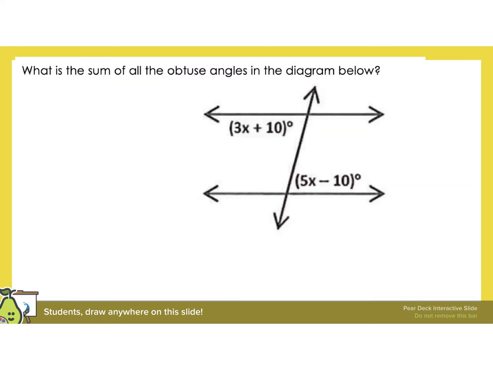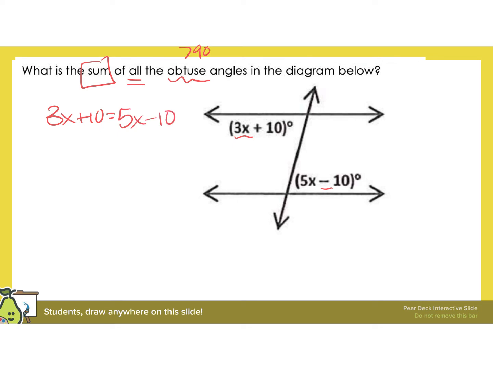Number 5. What's the sum of all the obtuse angles? So that means greater than 90. All right. There's only one entry point. Yay, they're congruent. Alternate interior. Set them equal to each other. 3x plus 10 equals 5x minus 10.